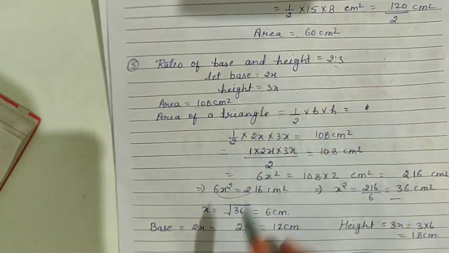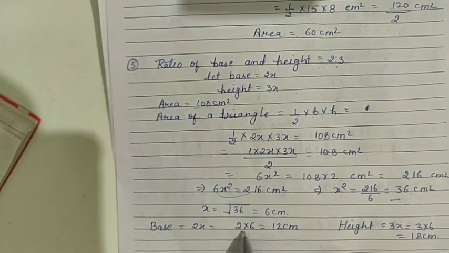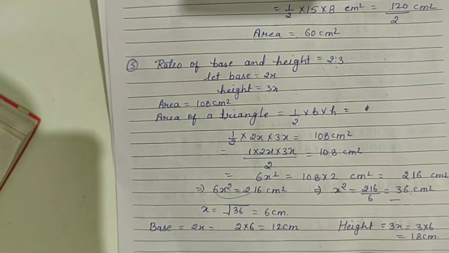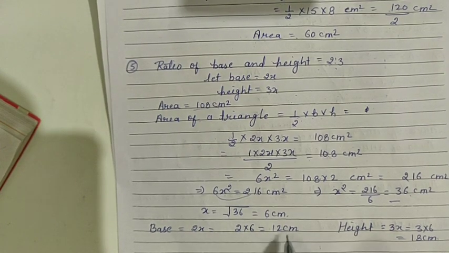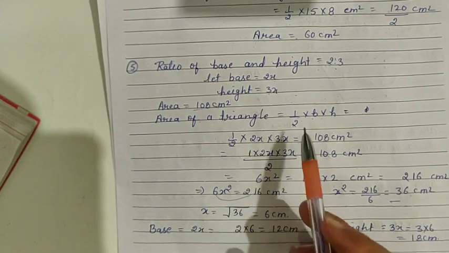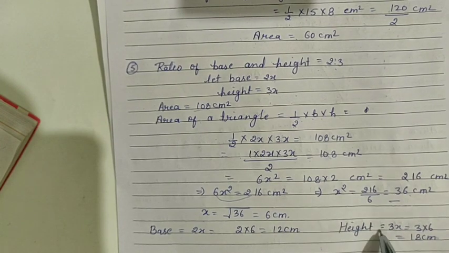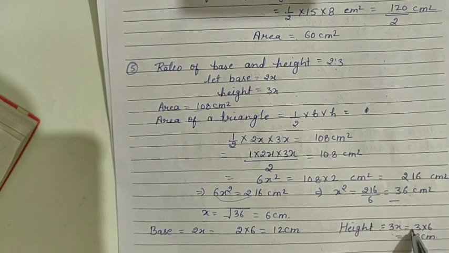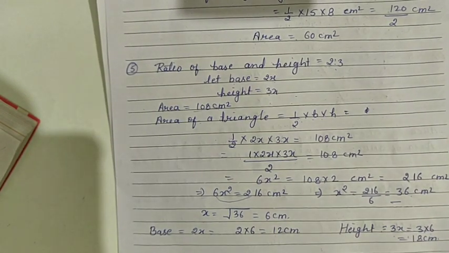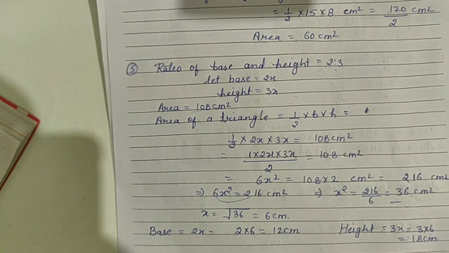Now base is equal to 2x. So base is equal to 2 into 6, because the value of x is 6. 2 into 6, that is equal to 12 centimeter, and height is 3x. So height is 3x, that is equal to 3 into 6, and that is equal to 18 centimeter.